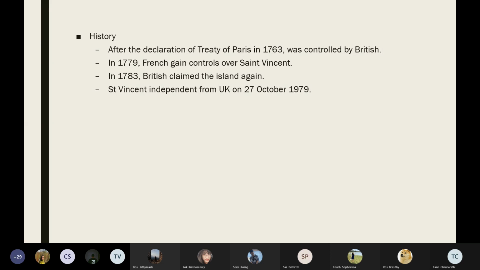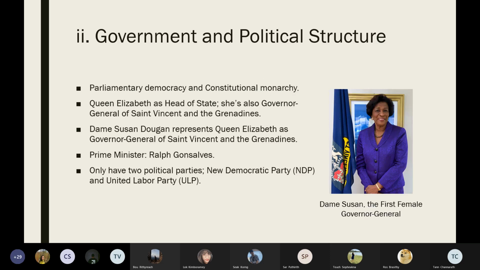After the declaration of the Treaty of Paris in 1763, the British gained control over the country, and in 1779, Saint Vincent was seized by the French, and in 1783, it was under British control again, and finally gained independence from the UK on 27 October 1979.